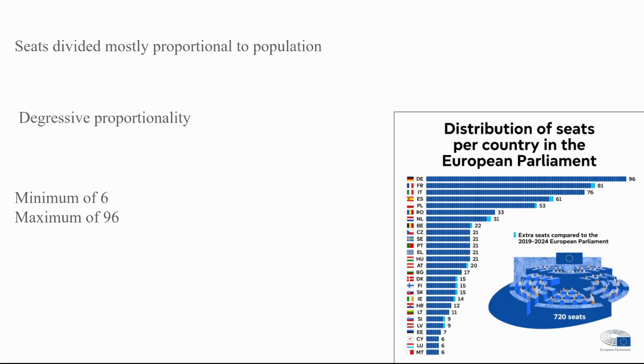So this means that even if we had degressive proportionality, but with no maximum, Germany would actually have gotten more seats, even with degressive proportionality. So this cap makes sure that no country gets more than 96 seats. And in the same way, the minimum makes sure that countries who would have actually only gotten like 1 or 2 or 3 seats get at least 6 seats, even though they have a very small population.